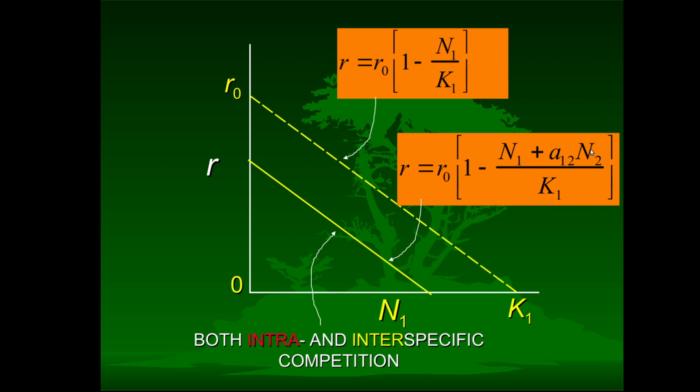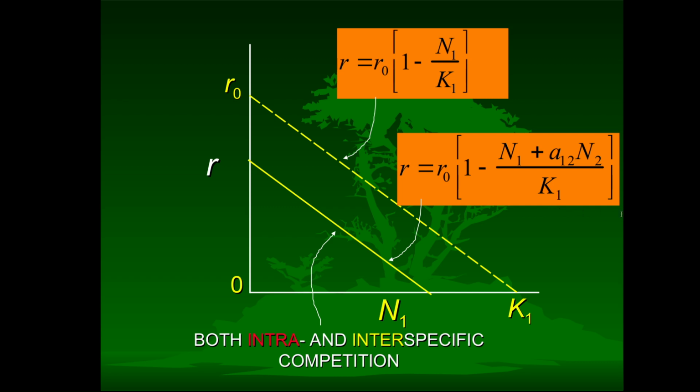So when you add N1 plus a12 times N2 together, you get the total number of equivalent individuals of species 1 in terms of their consumption rate of species 1's limiting resource. When you add these two together, it brings species 1 closer to its maximum population density, or realized carrying capacity. And when that maximum is reached, the rate of increase of species 1 drops to 0.